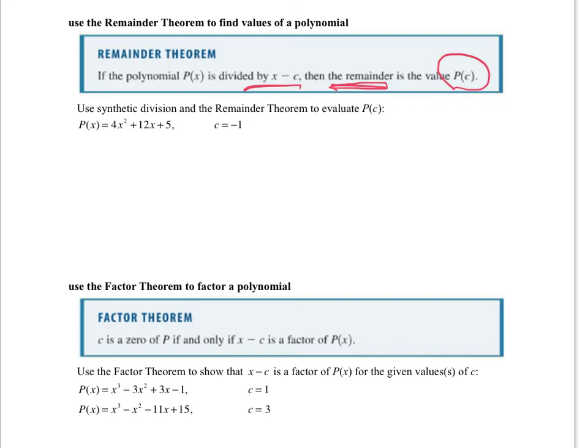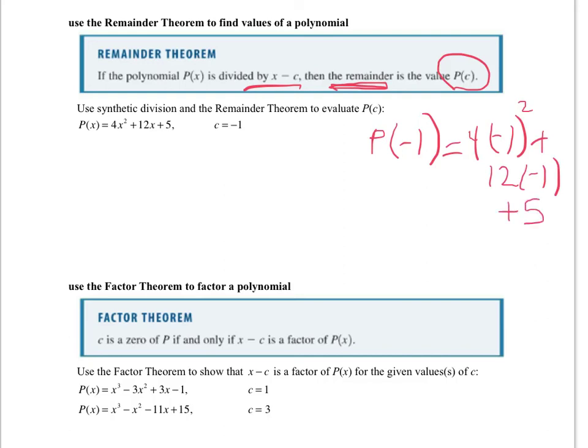So let's look at this one. Use synthetic division and the remainder theorem to evaluate p of c. Now, we could evaluate p of c the old-fashioned way. c is -1. We could do p of -1 and just substitute -1. We would have 4 times -1 squared. I'm just showing you this. Plus 12 times -1 plus 5. 4 times -1 squared is 4. And I'll add the 4 and the 5, and that's 9. And then minus 12. I should get -3. So I know that the old-fashioned way of doing this, I get -3.